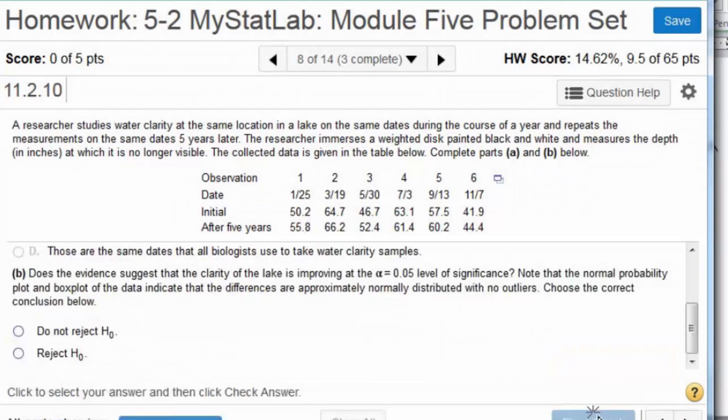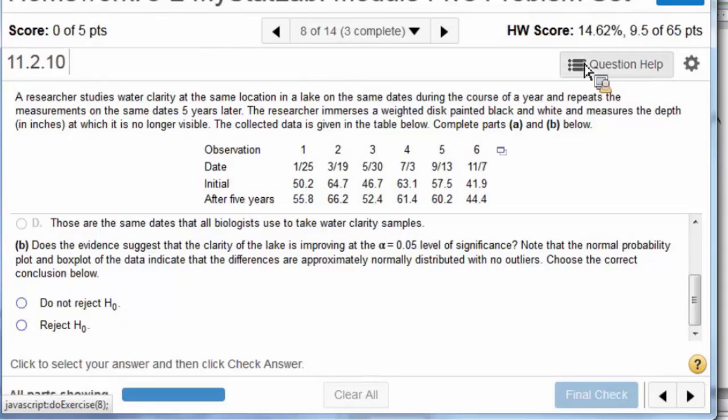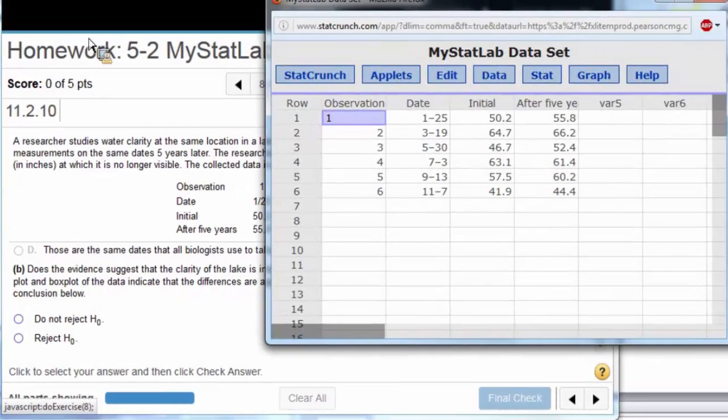Okay, continue. Does the evidence suggest that the clarity is improving? Okay, so let's go. We could either take the difference and use a one sample test, or we can use StatCrunch. So let's click this box, open in StatCrunch. I have to use my other mouse because I have to go to my other screen. Okay, so here are the data.